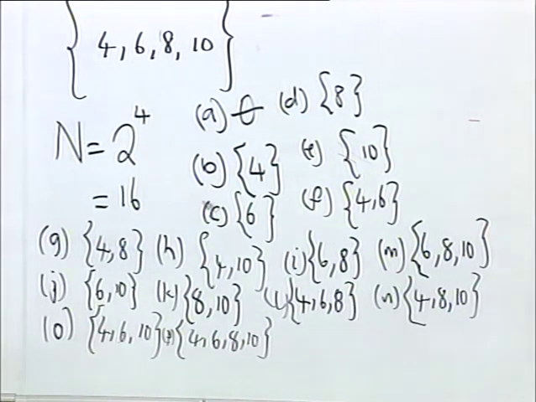Okay, so there are 16 sets, and it's always 2 to the power of 1, 2, 3, and 4 to the power of n, the number of sets, the number of elements in the set. So it's 2 raised to the power of the number of elements in the set. Clear? Okay. Imagine if there were 15 numbers and you would have to list all the subsets. That means it will be 2 to the power of 15.